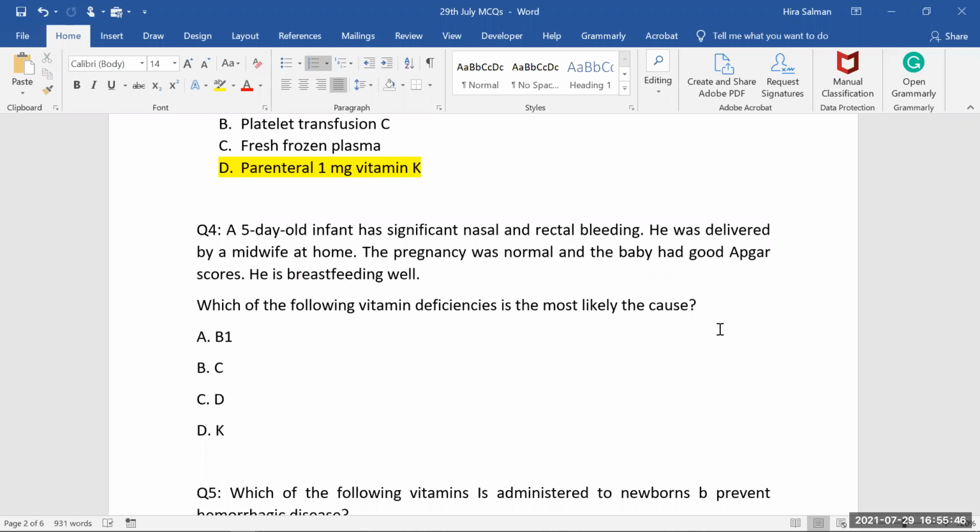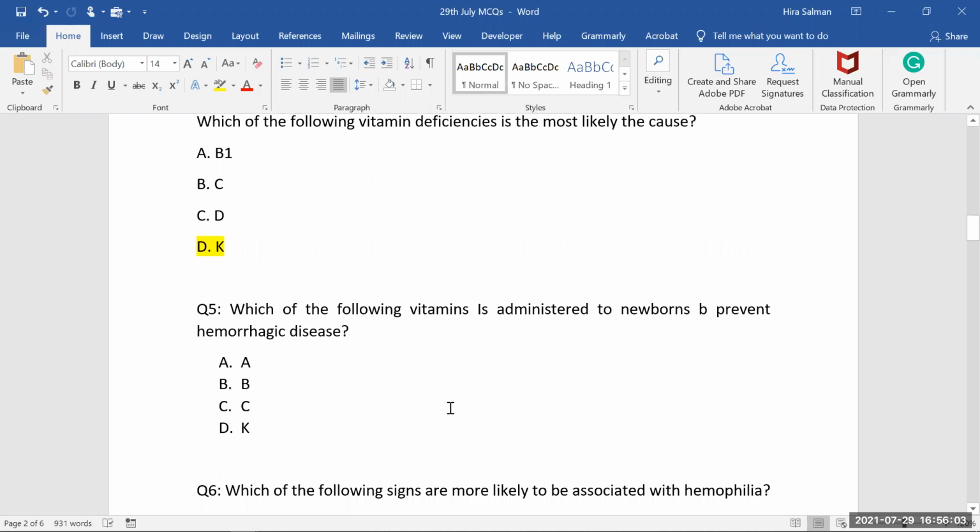If the baby has nasal bleeding and rectal bleeding, you can think that this baby, born at home, must be deficient in vitamin K. The reason for this rectal bleeding and nasal bleeding, that is epistaxis, is just vitamin K deficiency, and you can give vitamin K at any time. Which of the following vitamins is administered to newborns to prevent hemorrhagic disease? Of course, in the labor room, as soon as the baby is delivered, we have to give vitamin K.